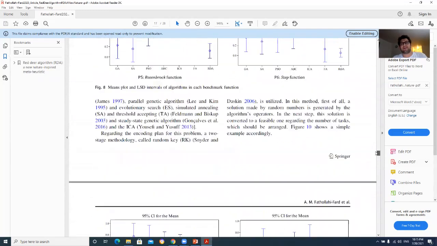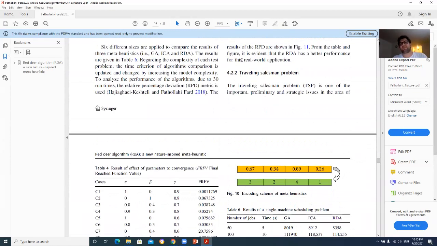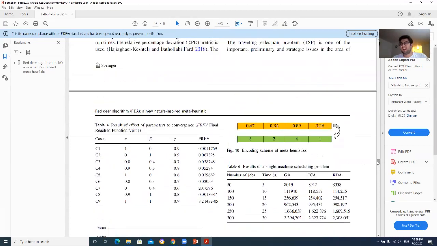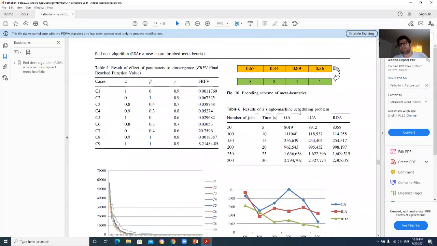We have also applied RDA to real-world engineering optimization problems, such as the traveling salesman problem. In such problems, when we have constraints, we need to define an encoding scheme. It means how the continuous variables in the search phases of the algorithm would be transformed into a feasible solution, which can be the route of the traveling salesman problem, to find an optimal solution. It is also the same for the single matching problem.